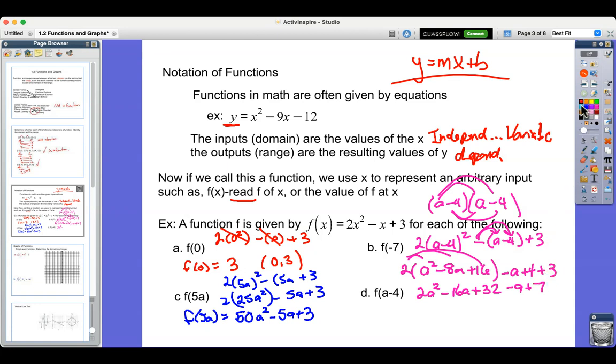So we're going to go through now and combine like terms. So I can combine this and this together. And then this negative a, I can subtract it over here. So we're left with the final answer of 2a squared. Then negative 16 minus a is negative 17a. And 32 plus 7 equals 39. And that's your final answer right there.